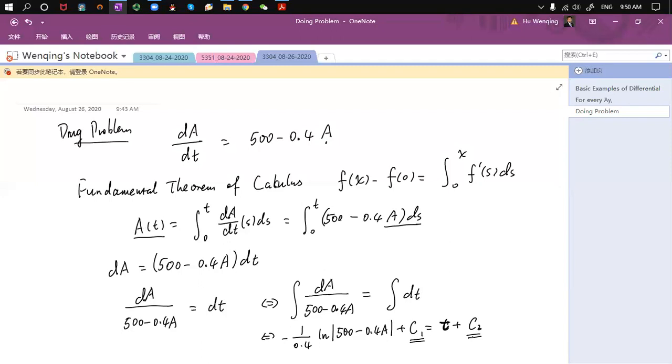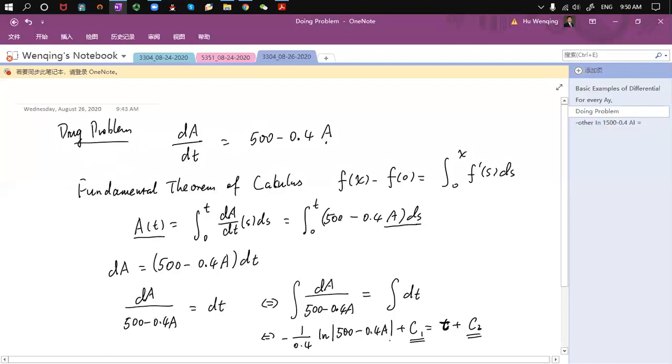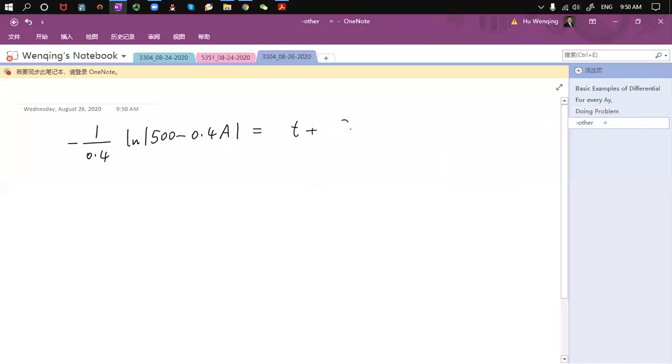Now, let me ask, do I need both constants C1 and C2? The answer is no, because this equation is just an equality. It just tells you that minus 1 over 0.4 of the logarithm of 500 minus 0.4 of A is just equal to t plus C2 minus C1. But what is C2 minus C1? If C1 and C2 are constants, C2 minus C1 is another constant. So in the whole equation, we do not really need two different constants, but just one constant C.